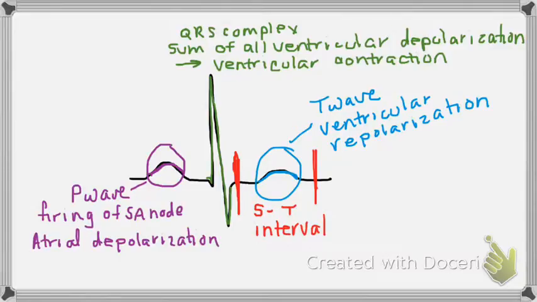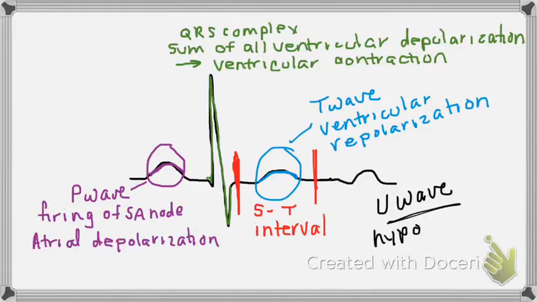And then lastly, sometimes we can have a little guy like that on the end. We've talked a little bit about that, and that is our U wave. Normally we don't see that U wave, but when we have electrolyte imbalances such as hypokalemia or hypercalcemia, that's where we can see this U wave. So we can see that with hypokalemia or hypercalcemia.